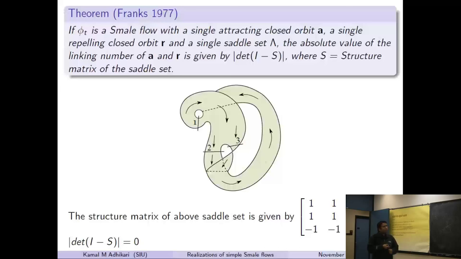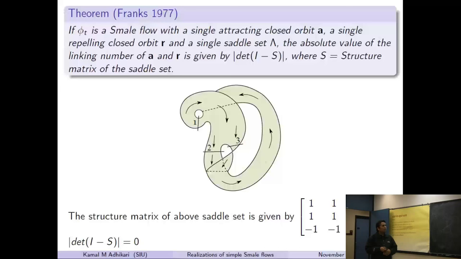So this way, we create this matrix. After we make this matrix, we subtract this matrix from the identity matrix. We say this matrix is the structure matrix. We subtract this structure matrix from the identity matrix and then find the determinant. That determinant gives us the absolute value of the linking number between the attractor and the repeller.